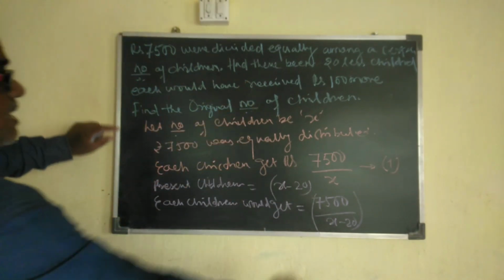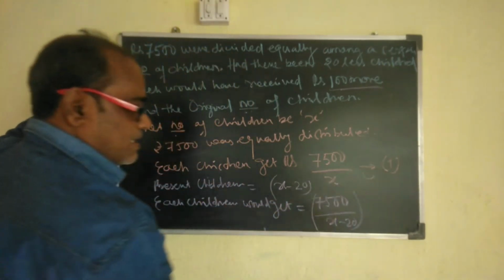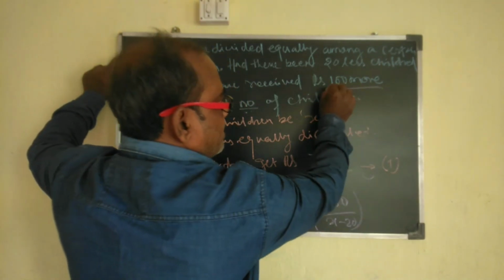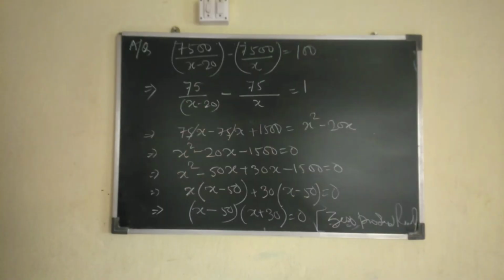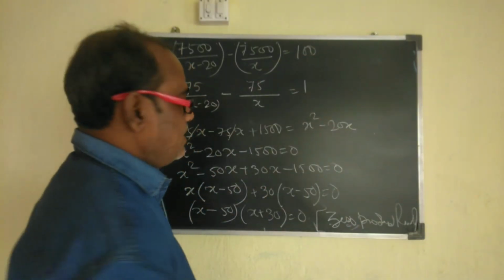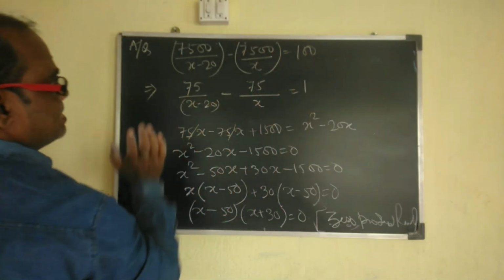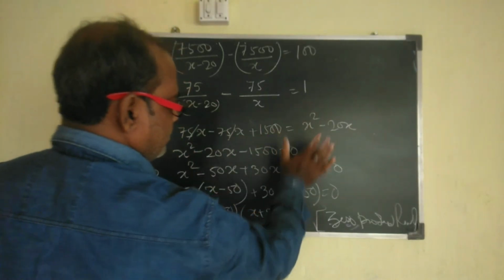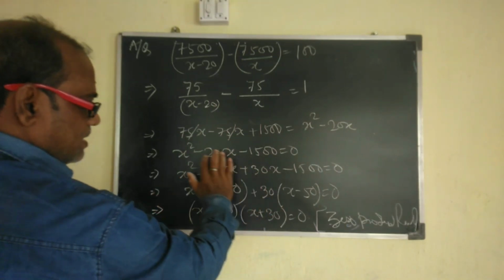Now according to question, they said that they get 100 more. That means initially they used to get this, after decreasing they are getting this. So if you subtract this with this, you have to get rupees 100. This is the formation of equation. So according to question, if you subtract this, we get rupees 100. So cancelling out 100 from the left hand side and the right hand side, we get this formation. Then 75 gets cancelled off, and finally we get this equation. So this equation can be written in this form, finding out the middle term minus 20x.